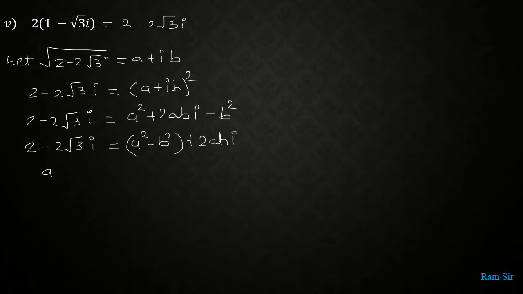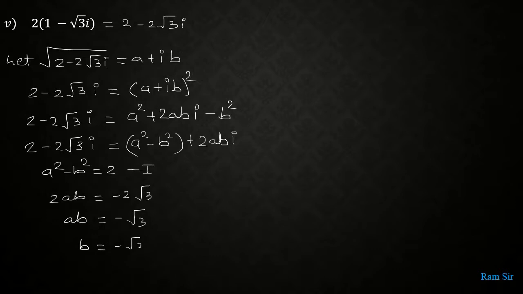We are comparing, so we get a square minus b square is equal to 2, which we mark as equation number 1. Similarly, we can find 2ab is equal to minus 2 root 3. So 2 cancels, that gives you a into b is equal to minus root 3. In the next step we can write b is equal to minus root 3 whole divided by a, which we mark as equation number 2.